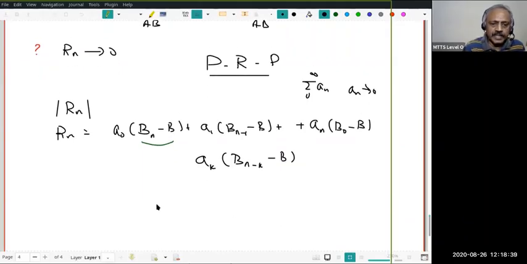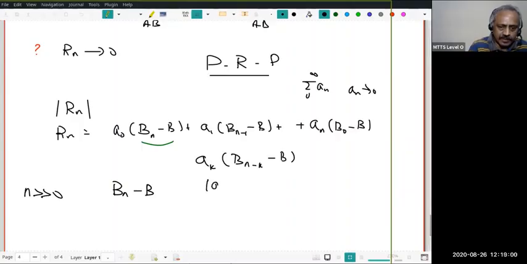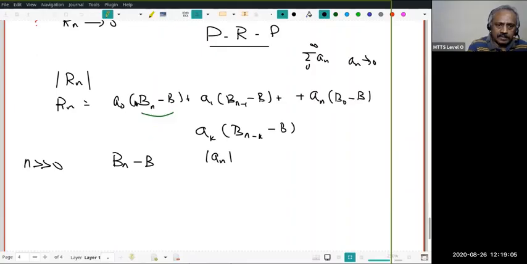So how do I achieve that? Yeah. Let us again go through. So we are just thinking aloud. Okay. I will at the end indicate how to write a textbook proof if you want. So if n is very, very large, I know how to estimate b_n minus b. And similarly, I know how to estimate mod a_n. Okay. Right.